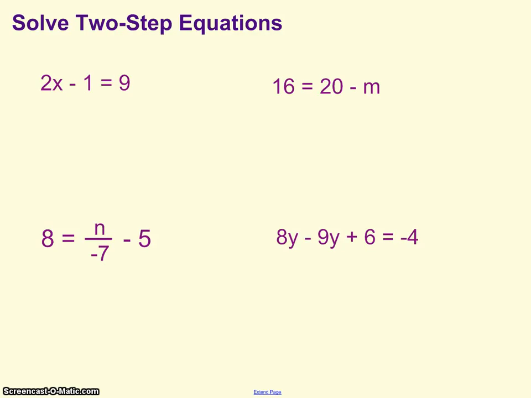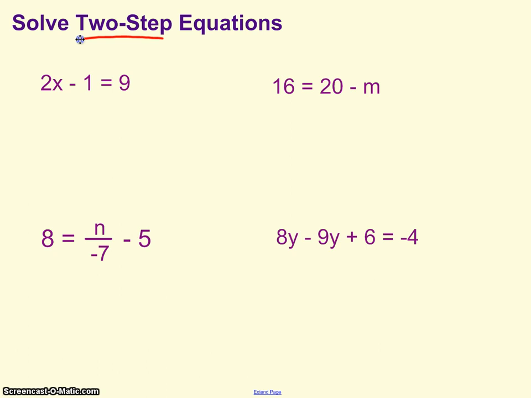In this video we get to solve two-step equations. Woohoo! A two-step equation just means it will take you 2 steps to get your variable alone, which means you'll have 2 operations to undo before you have your variable alone.